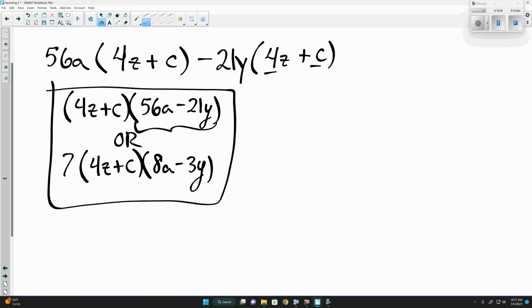I'll take either one, because if we factor the 7 out of those two, we get 8a minus 3y. So that would be factored completely. There's nothing else we can do to it. This first one is factored. This second one is factored completely. Because 56 and 21 have a common factor of 7. So we can factor it out of both. So instead of putting it in the middle, we put it out front.